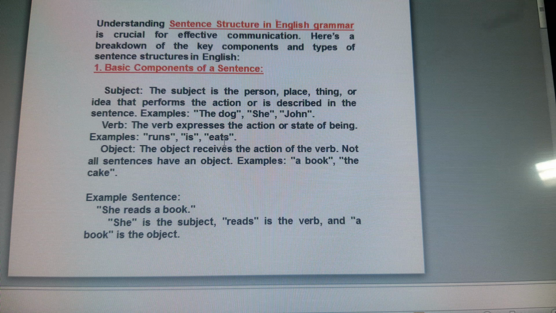Verb. The verb expresses the action or state of being. Example: runs, is, eats. Object receives the action of the verb. Not all sentences have an object. Example: a book, the cake. Example sentence: she reads a book. She is the subject, reads is the verb, and a book is the object.